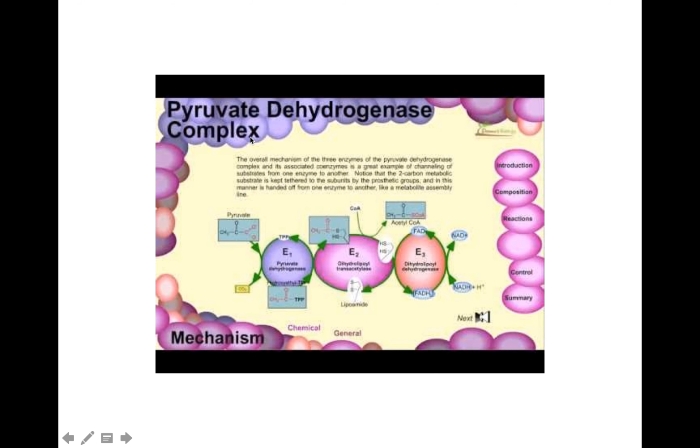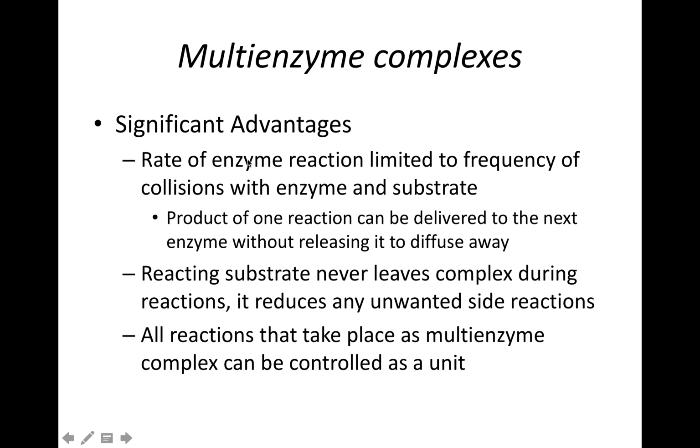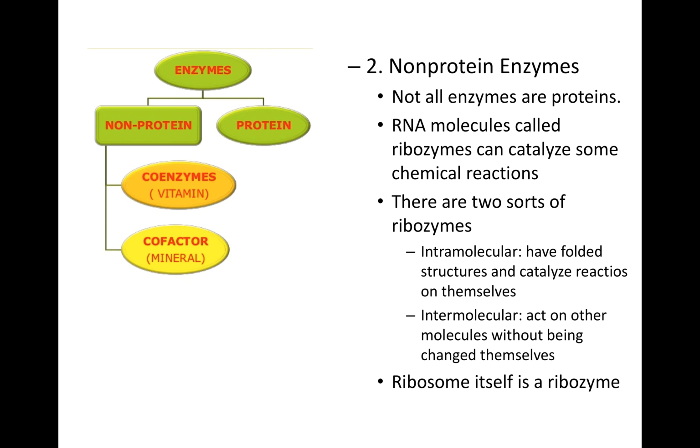Here's an example with the pyruvate dehydrogenase complex found in your mitochondria, where one enzyme does this process, then passes it on to the second enzyme, and then to a third enzyme. There are significant advantages with these multi-enzyme complexes. First, your rate of enzyme reaction is going to increase because of the higher frequency of collisions between enzyme and substrate. The substrate never leaves the complex, so it's never going to get lost, and you're never going to get unwanted side reactions. All the reactions take place in that complex, and it can be controlled as a unit, so we can better regulate it.